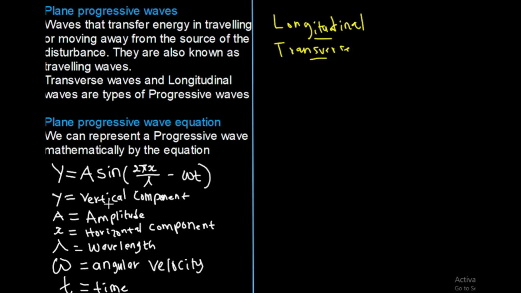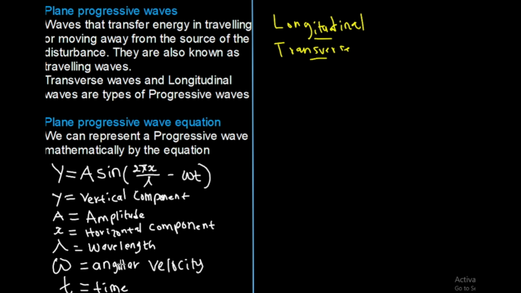Now, y represents the vertical component of the wave. A represents the amplitude of the wave, that's the maximum displacement from equilibrium. X is the horizontal component of the wave. This lambda is the wavelength. Omega is also known as angular velocity. Most times we interchange it with angular frequency. Now t is time. All right.